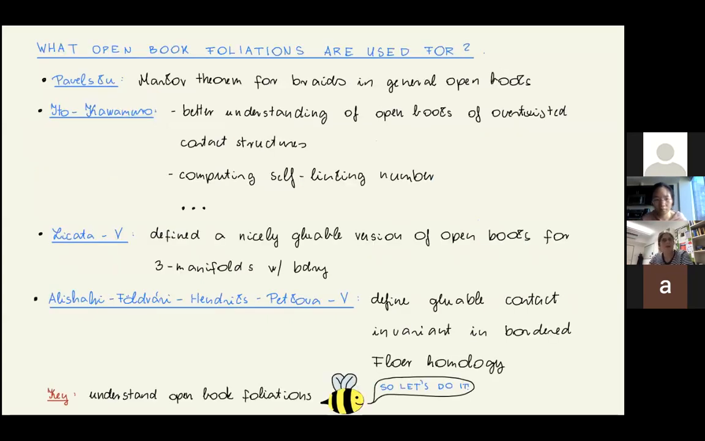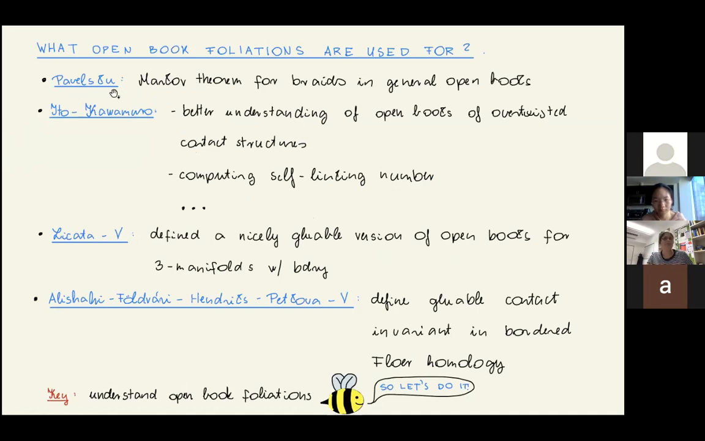Okay. And then open book foliations have also been used a lot of times. I think one of the first occurrences I know of is Pavelescu's thesis. And I think she changed her name, but maybe John knows it. What's her name now?